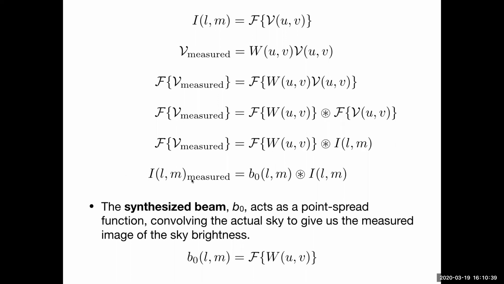So when we get an image out, a measured image, it's the actual sky image convolved with our synthesized beam, which acts as a point spread function, if you're used to the optical use of that term. And so it basically acts to distort our view of what the actual sky brightness is. And this is a reflection of the limited information that we have from our measurements, ultimately.